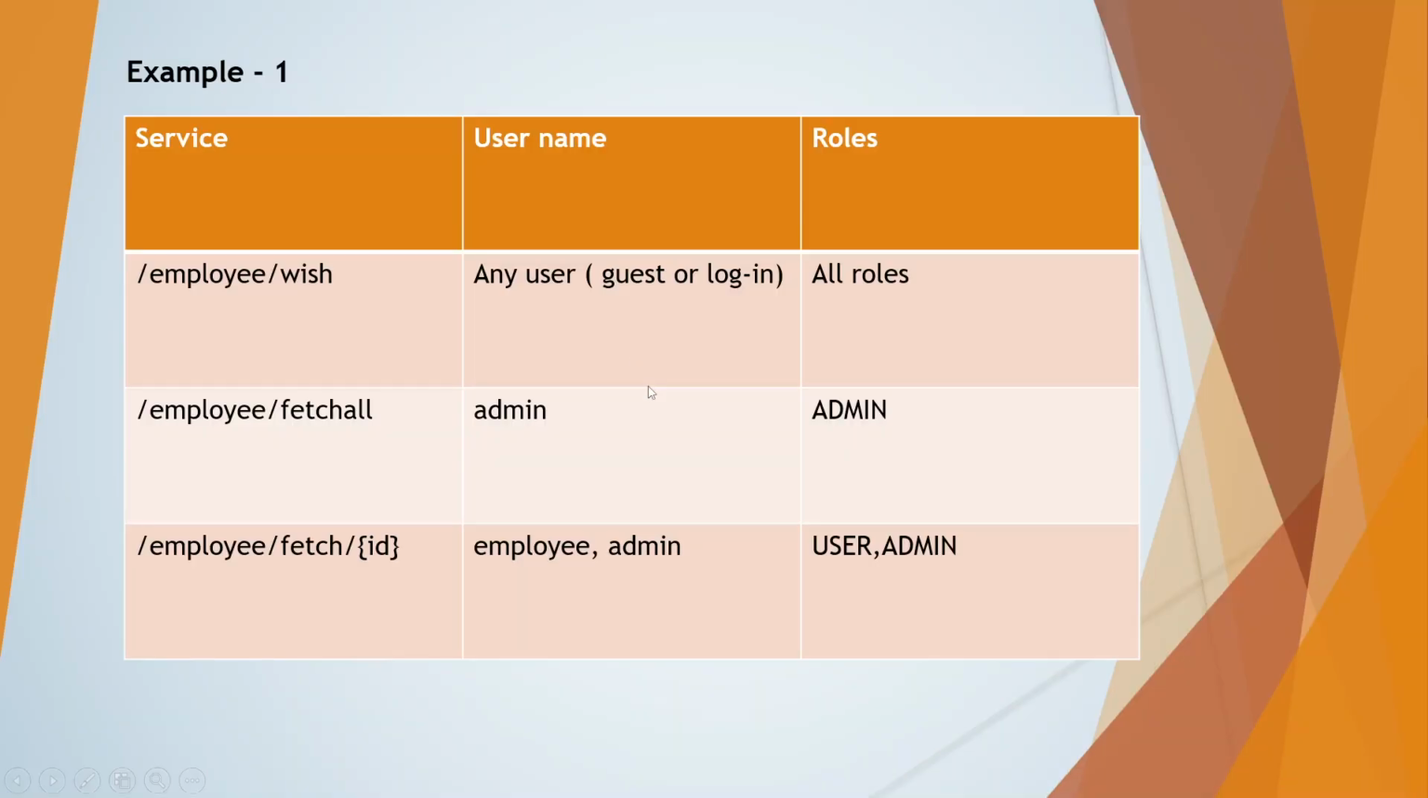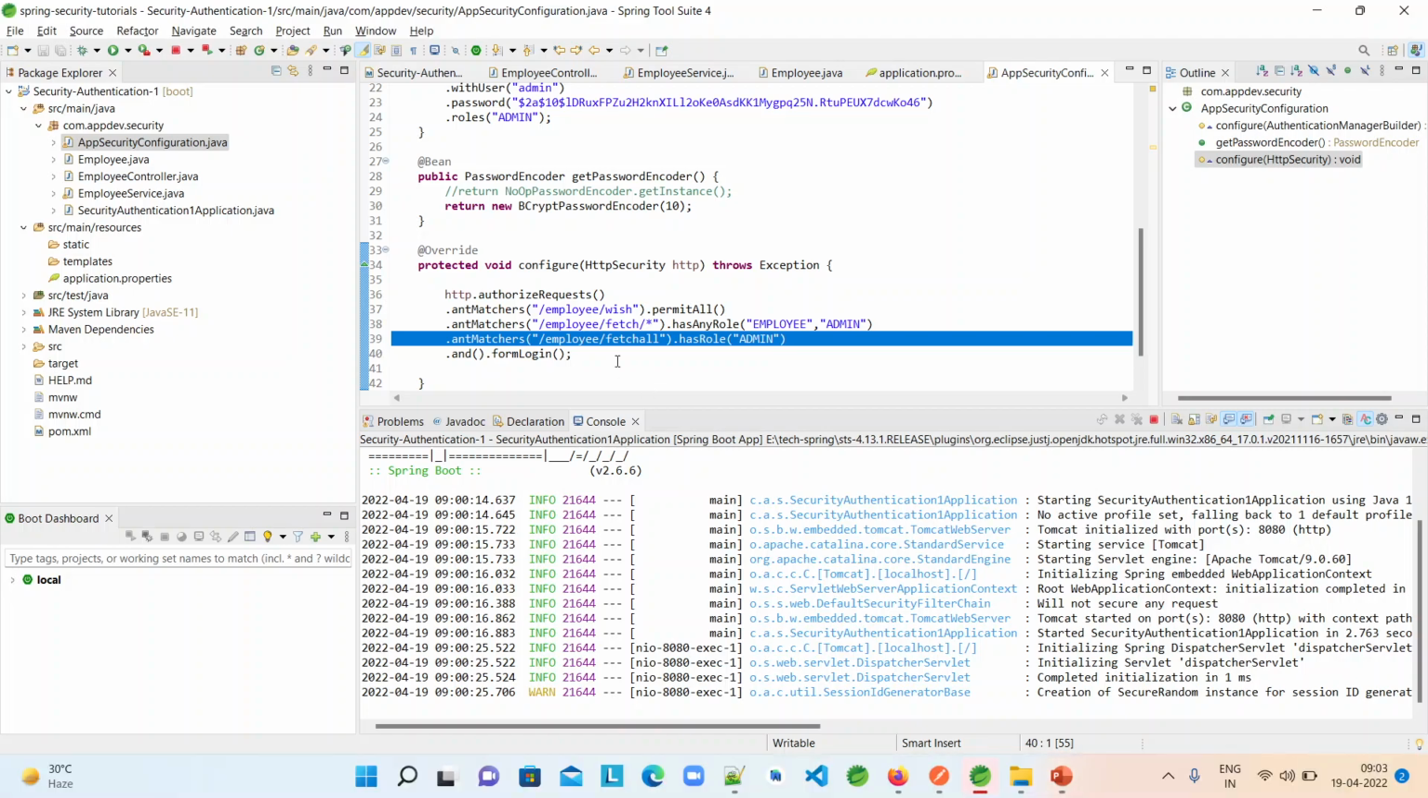The user with employee role, the user with admin role, all those types of users are able to see the wish service without login, right? So that's all about the first example which we wanted to implement.